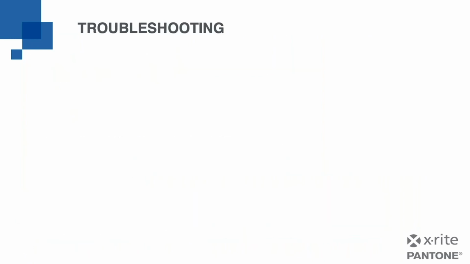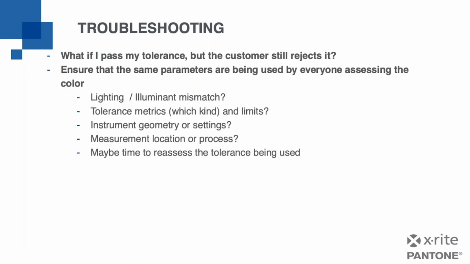So let's take a look. What happens when things go wrong? If I pass on my tolerance, but the customer still rejects it, what can I do? Well, first of all, you need to make sure that you're all looking at everything the same way. You have the same parameters when you're assessing.